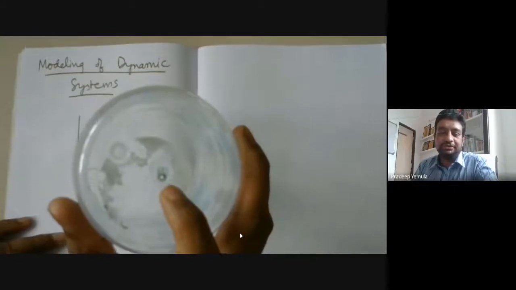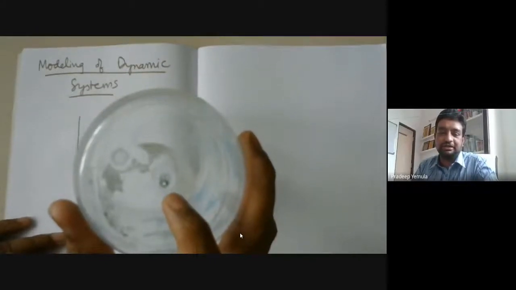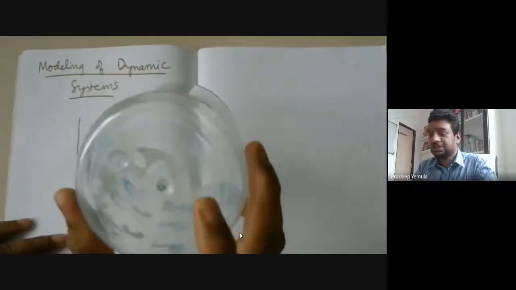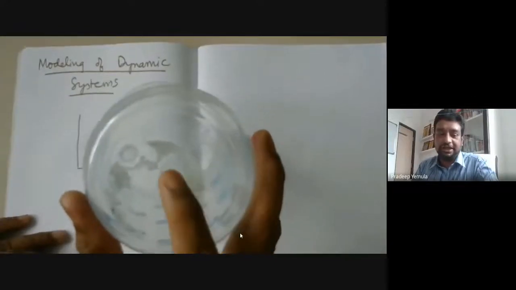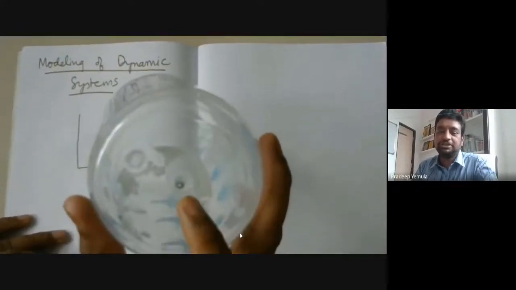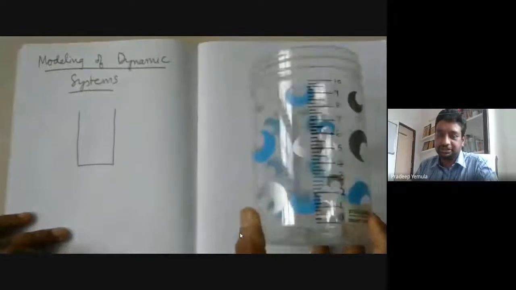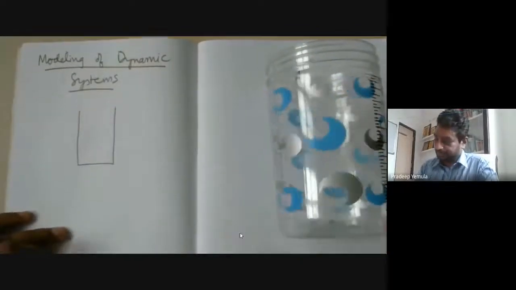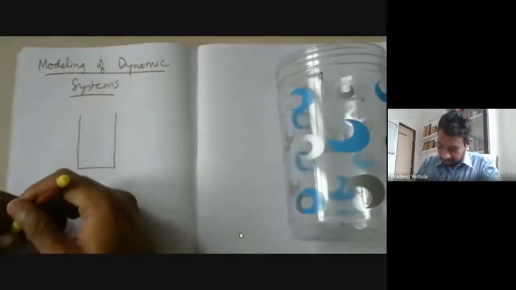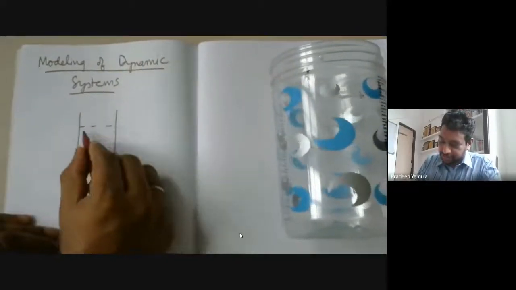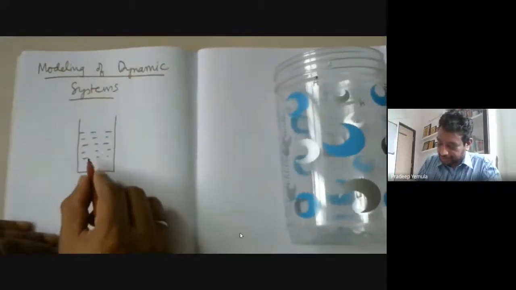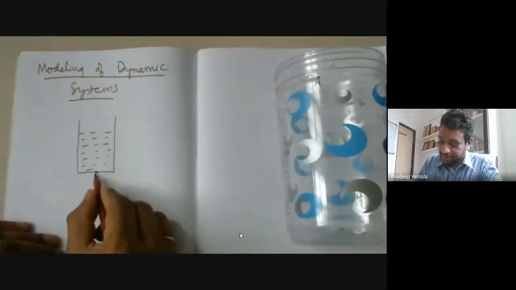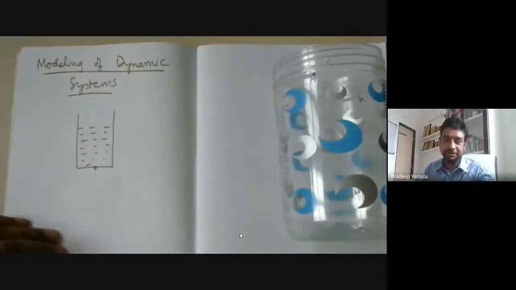So what happens if I fill this particular jar with water, and if I uncover this hole, then the water will start falling from this. Okay, so that is what I'm going to show you now. So let's say there is water in this. And then there is a small hole here. So from that, the water is losing.